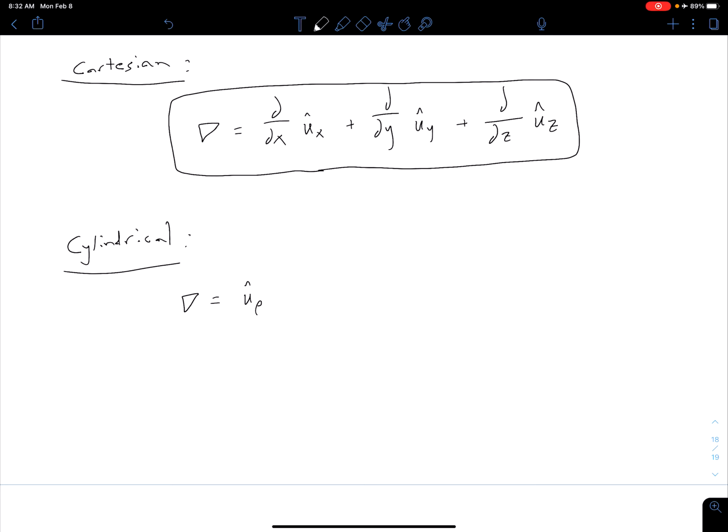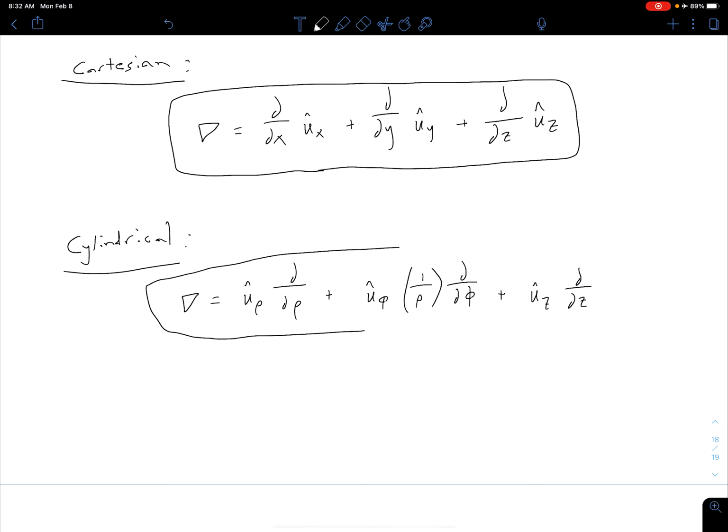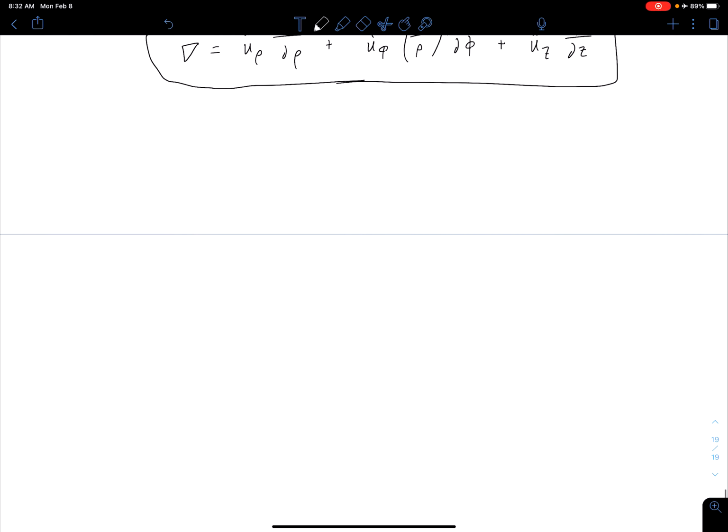So we have our rho direction times our partial derivative with respect to rho, plus our phi direction times 1 over rho times the partial derivative with respect to phi, plus our z direction times the partial derivative with respect to z. So we have one difference here with this 1 over rho term, but otherwise it's pretty straightforward, the same way as our Cartesian. So then finally, let's look at our del operator in our spherical coordinate system.